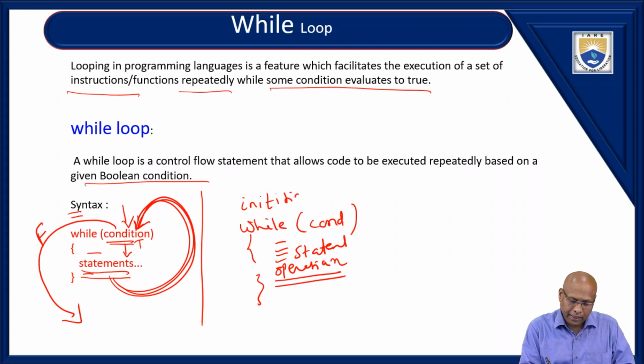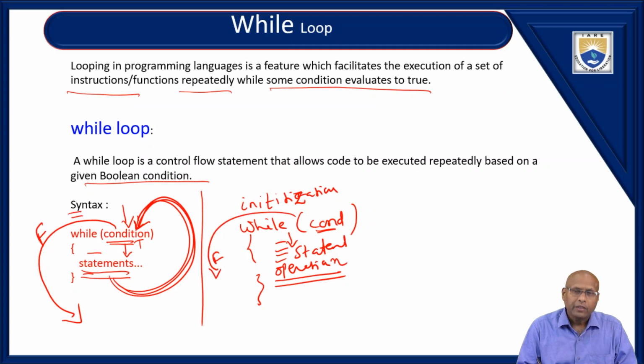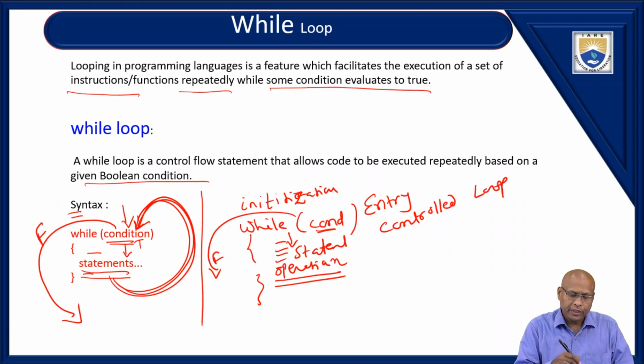Initialization at the beginning, initialization. Because that variable you have to check here. If the condition is true or false, true means come inside, false means come outside. So these are called entry control loop. What? Entry control loop. So this is the way.